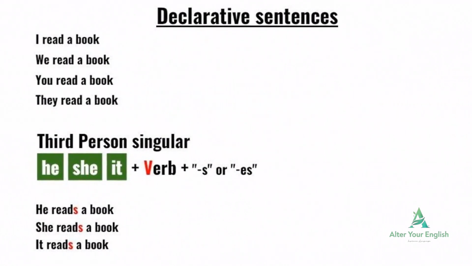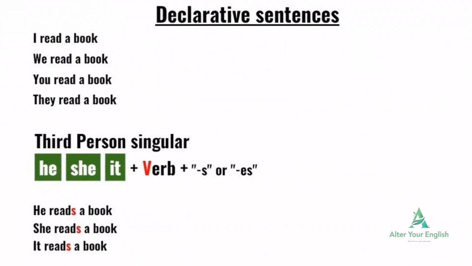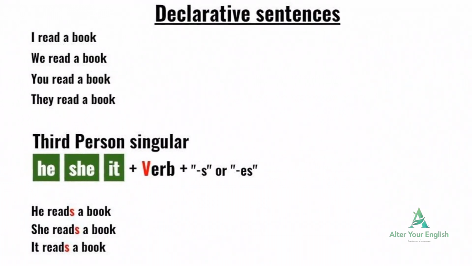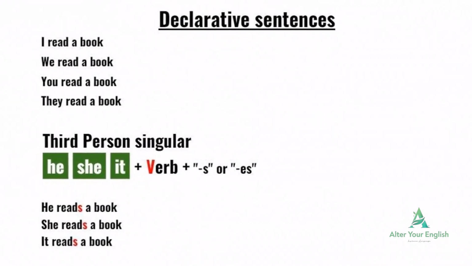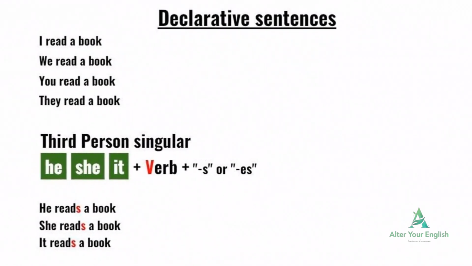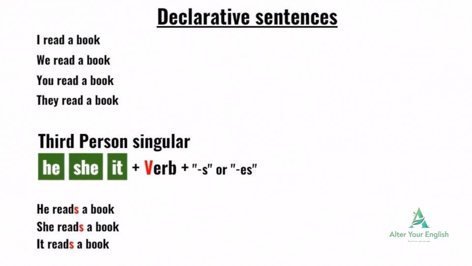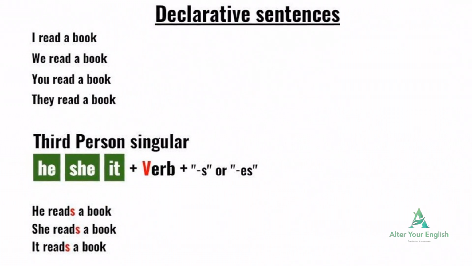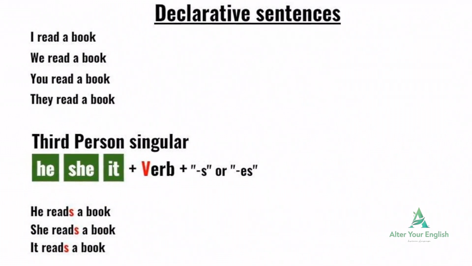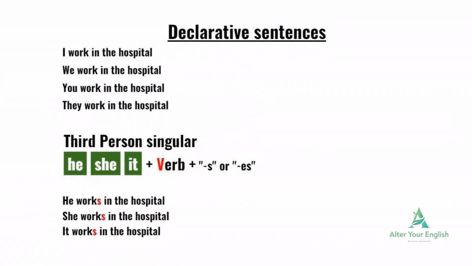He reads a book before bed. It reads a book before bed. This example makes no sense. It's just for you to understand how to form a sentence. But for I, we, you, they, we don't need to add s or es. That is why: I read a book before bed. We read a book. You read a book. They read a book. He works in the hospital.